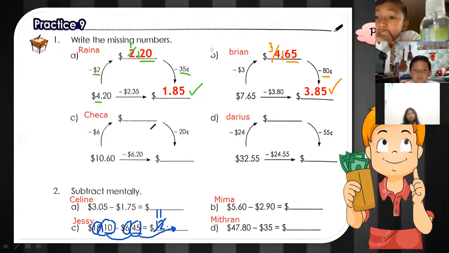First, you have to minus what, dear? Dollar with? Dollar. Okay, minus $10. Okay. 60 cents minus $6. Okay, 10 minus 6 equals to? $4.60. Nah, for this part, you don't need to borrow because 60 is bigger than 20. So the answer is $4.40. Very good.